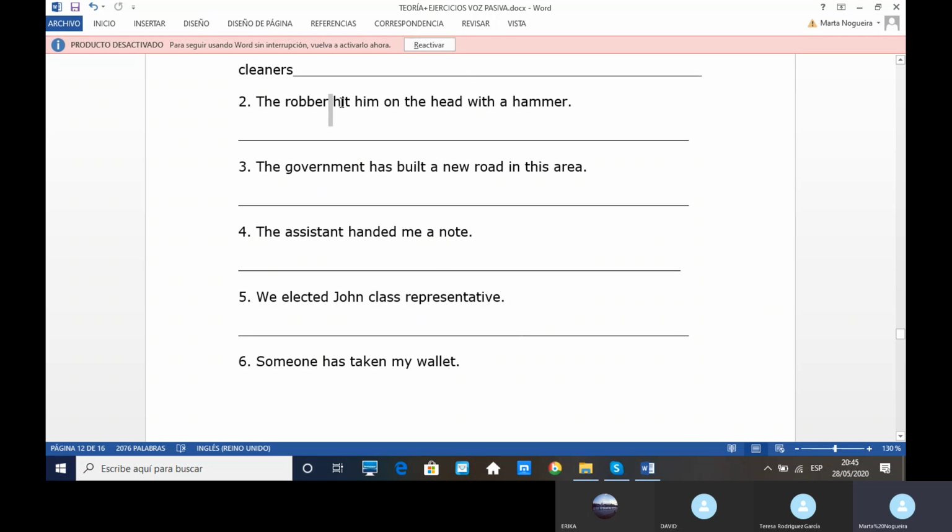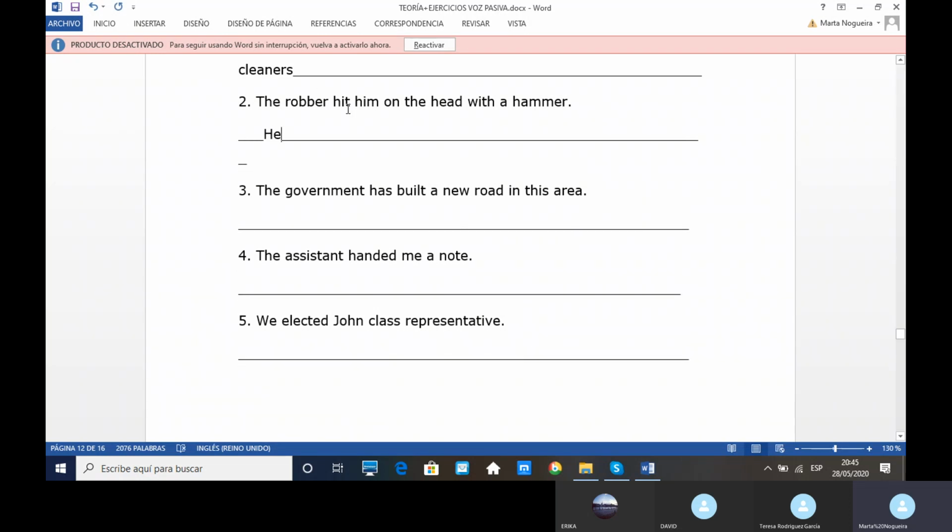Okay, we have the verb, which is hit. The robber is the subject. Him is the object, on the head with a hammer. Okay, so those are complements. So he, why he, guys? Because when we put the object, we saw it that after a verb, if we need a pronoun, we have to put the object. But now the object is a personal pronoun, so he, okay? Because he's the subject. We cannot put him and then a verb, okay? He was hit. Él fue golpeado, okay? He was hit.